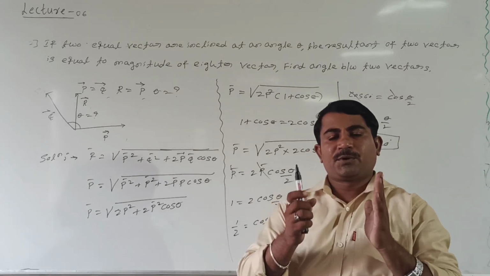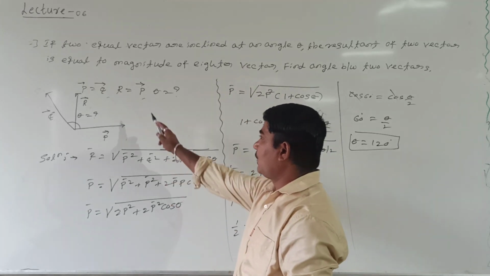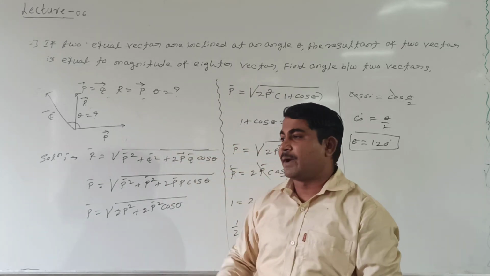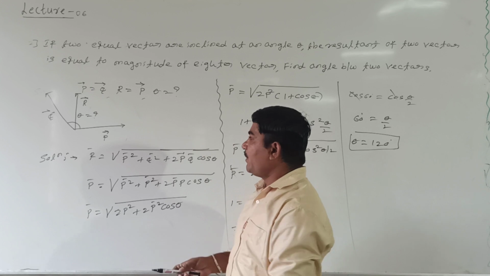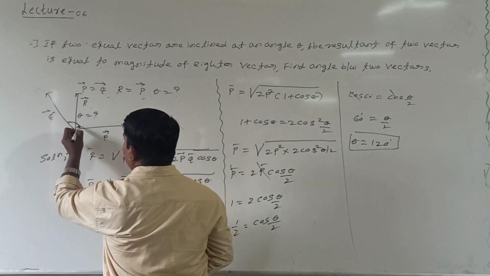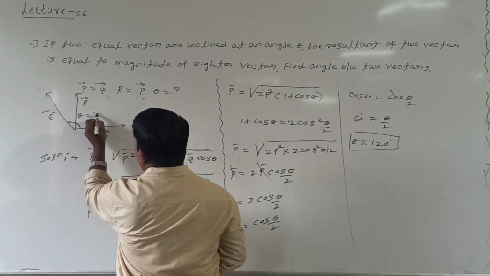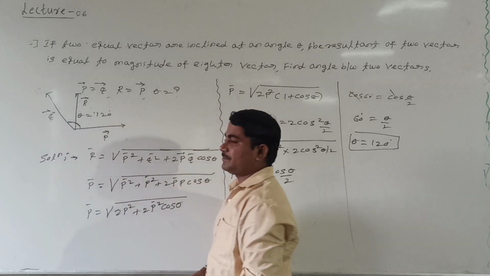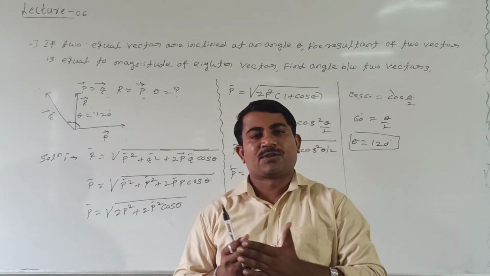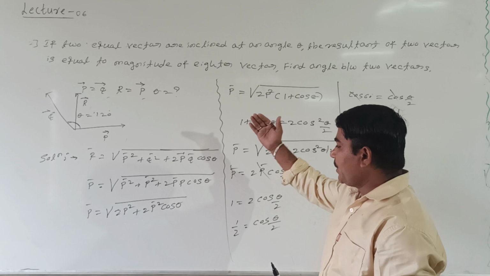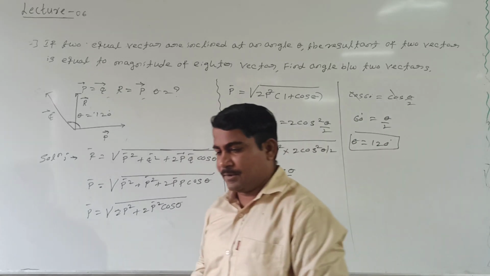I mean, two equal vectors are there, P equal to Q, and the resultant vector equals the magnitude of either vector. The angle between the two vectors must be 120 degree. This is the solution of this numerical. Again, copy this numerical. We will see one more numerical.